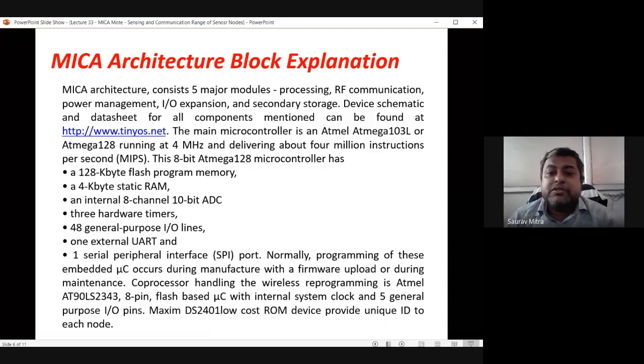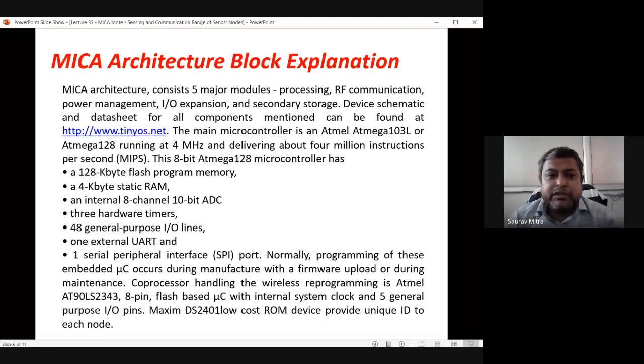Main microcontroller is an Atmega 103L. Atmega 128 also is fitted with some MICA Motes. They are running with 4 megahertz frequency and delivering about 4 million instructions per second. So MIPS is a measure of how fast or how strong the microcontroller is. MIPS is million instructions per second. So this Atmega 103L can process with 4 megahertz frequency and can solve 4 million instructions per second.